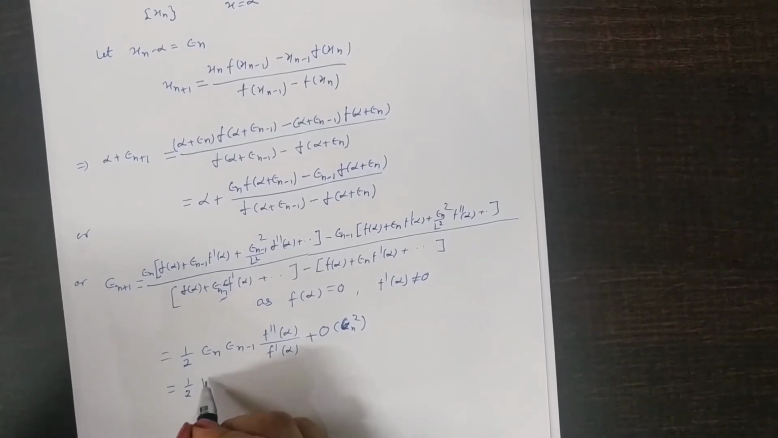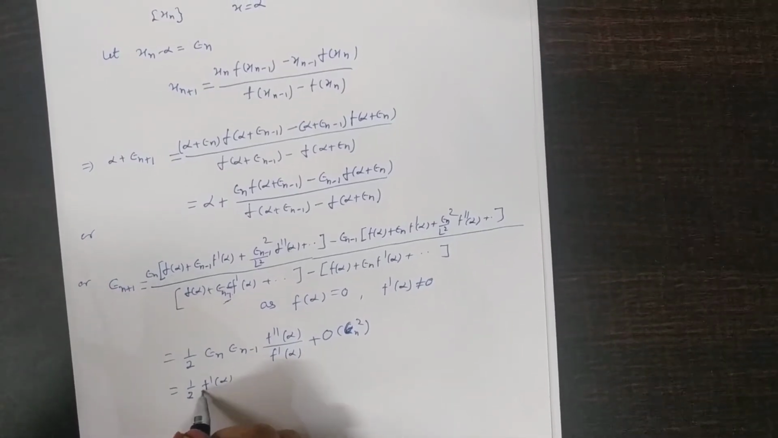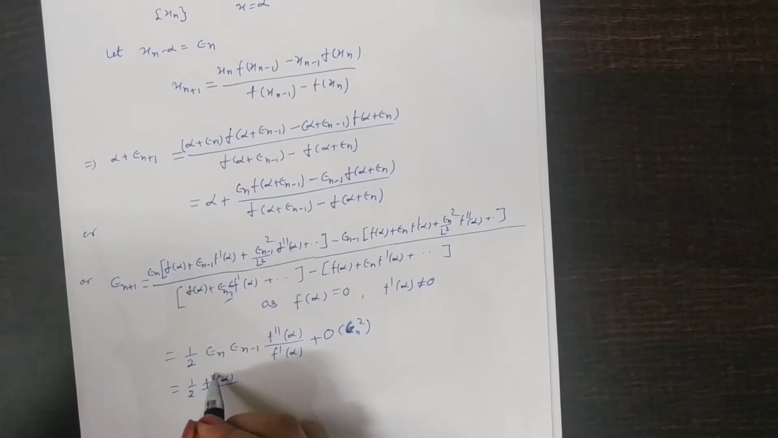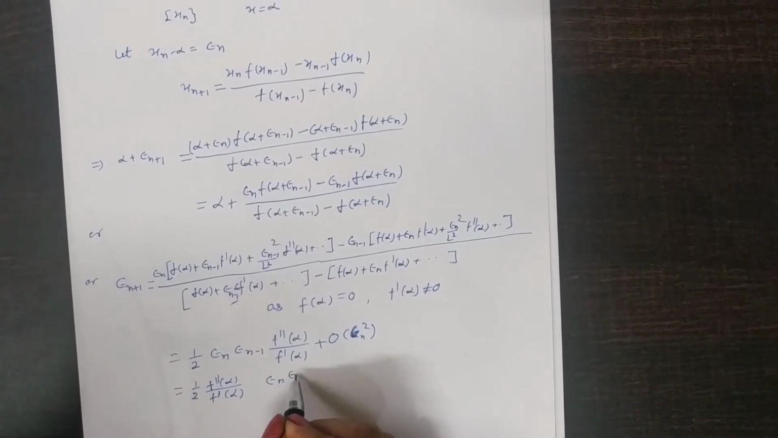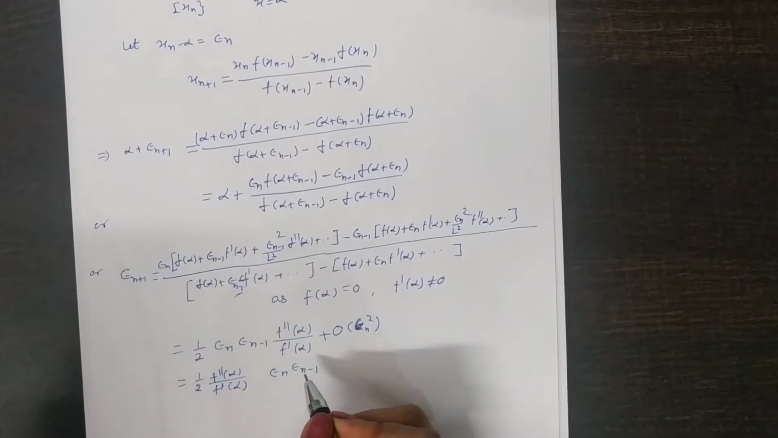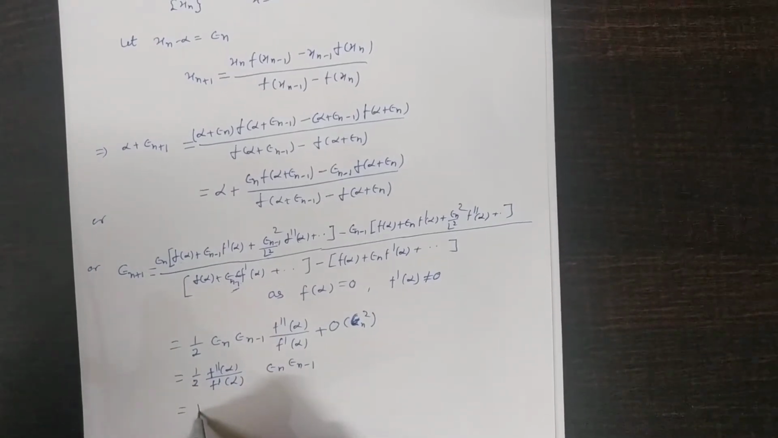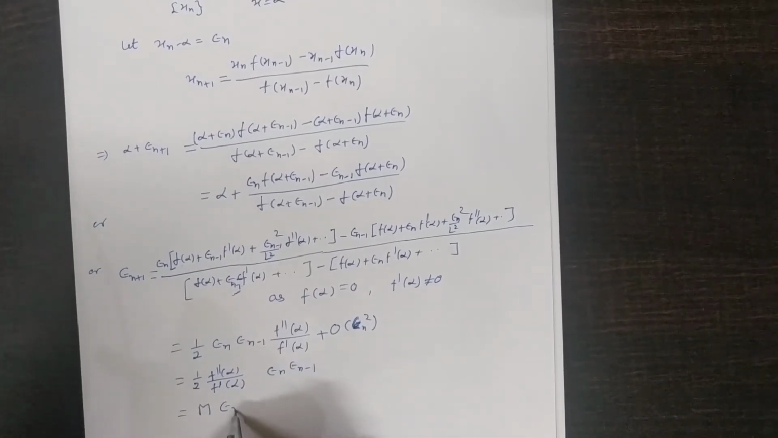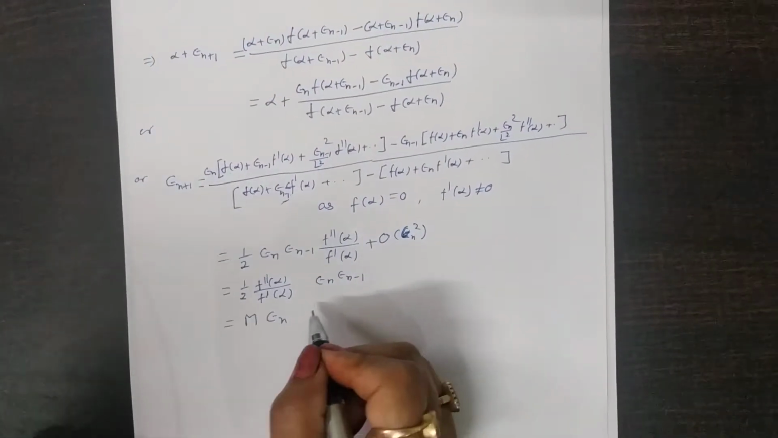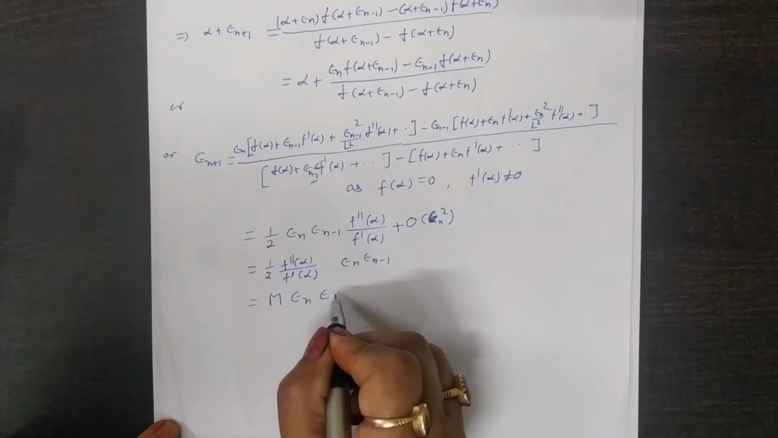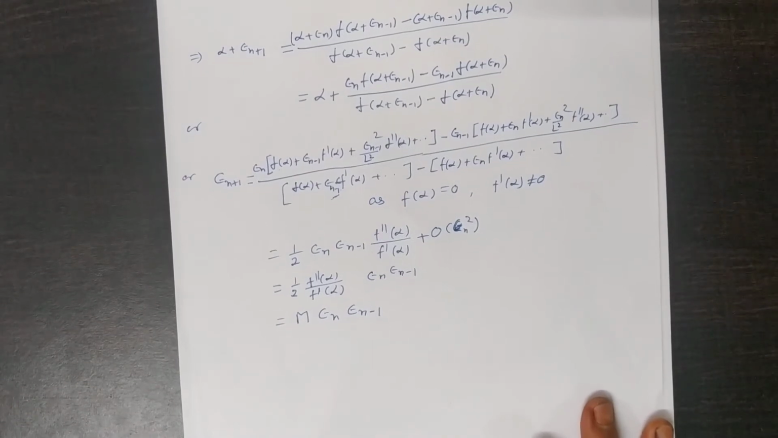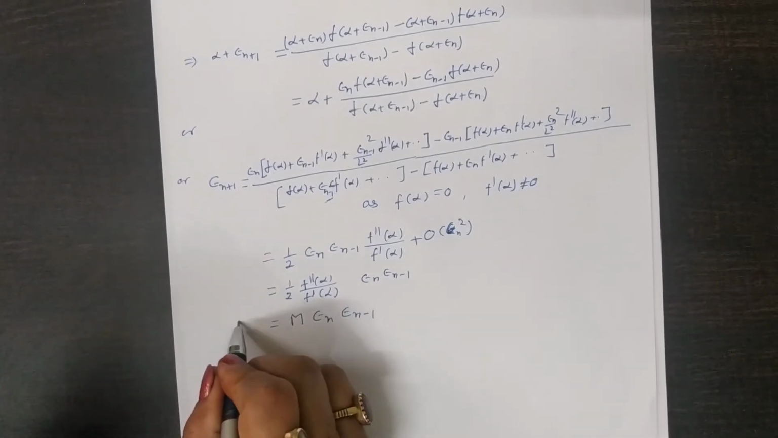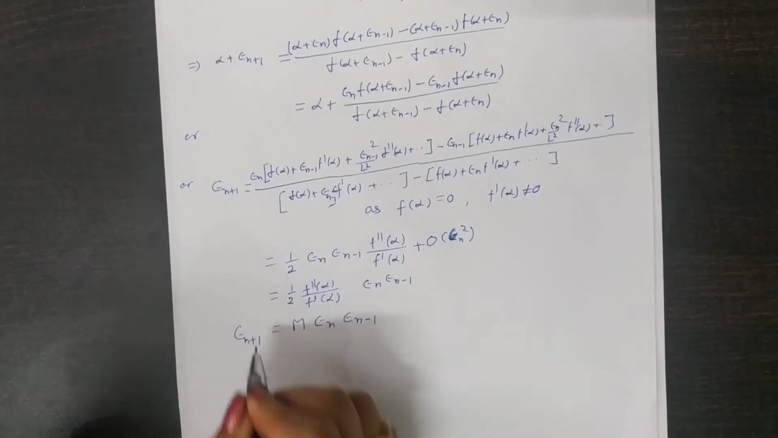Okay, so let us suppose that half of f double dash alpha divided by f dash alpha is equal to capital M. Then epsilon n plus 1 is equal to M epsilon n epsilon n minus 1. Yes, clear? This is the term for epsilon n plus 1.